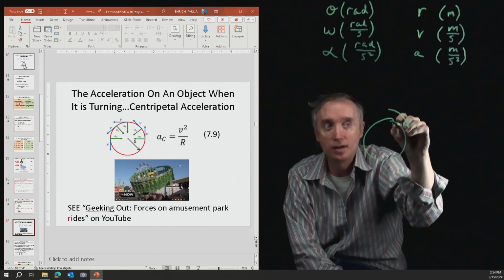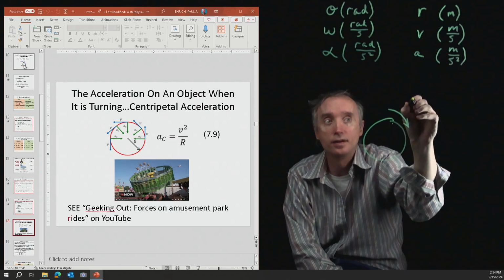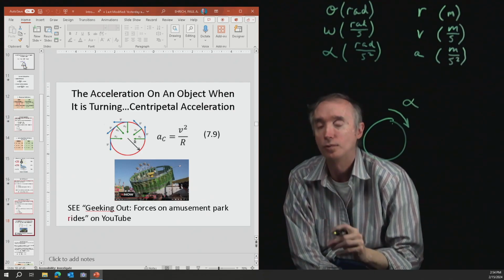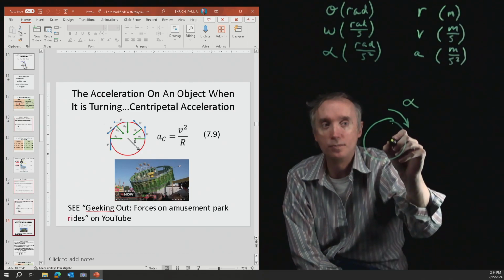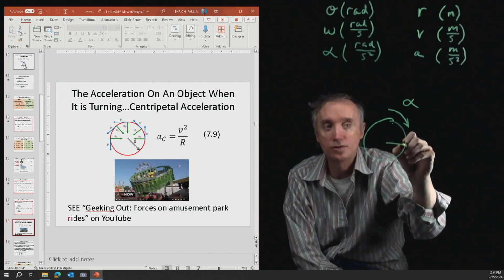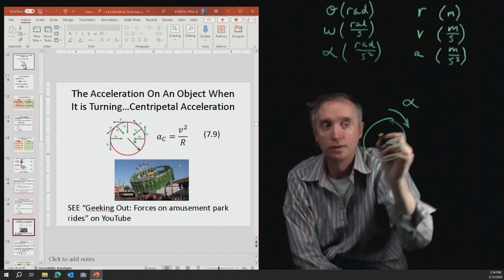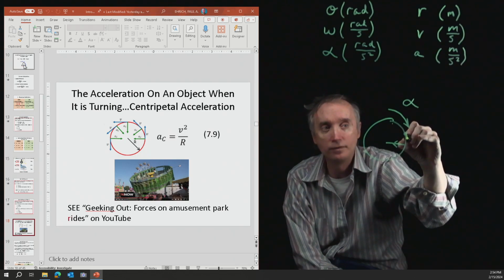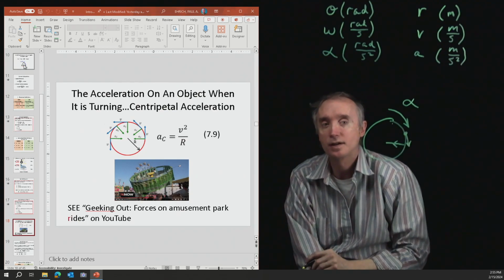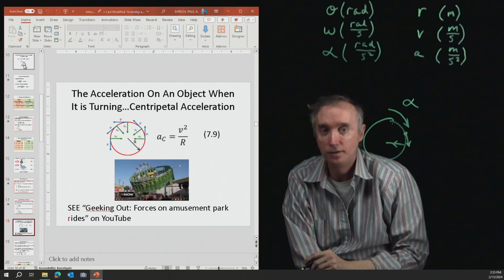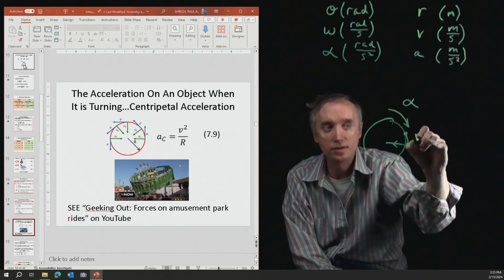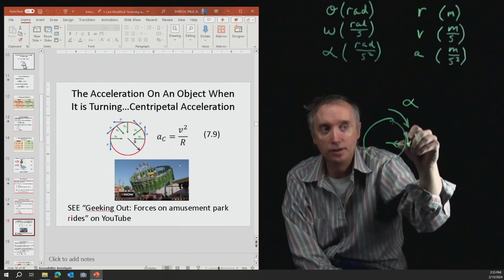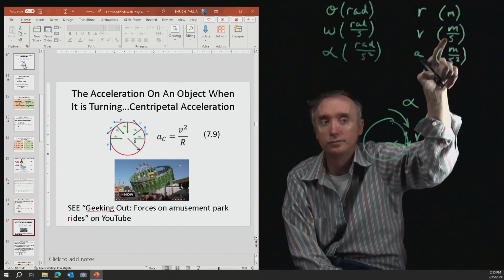If it was accelerating in this direction, we would say that it has an angular acceleration of alpha. But that is not what we're talking about. This is going to be an acceleration which is going inward on the thing. You have an object traveling around on a circle, and it has a certain linear speed v, the speed of a particle going around in a circle, in meters per second.